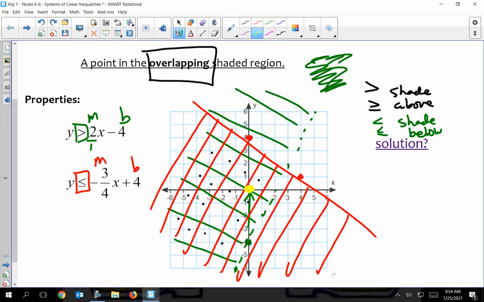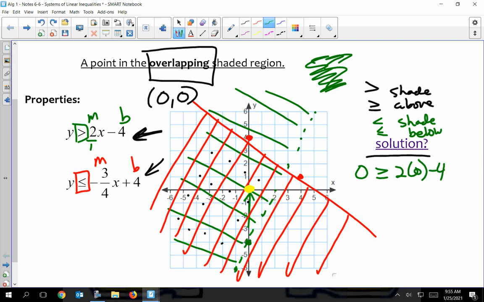But it has to go back into both inequalities and it has to work for both, okay? So remember the origin, your x and y is 0, 0. I'm going to write that down. And I have to plug it back into the first one and the second one, and it has to be true for both. Okay, so I'll do it over here where we have solution.